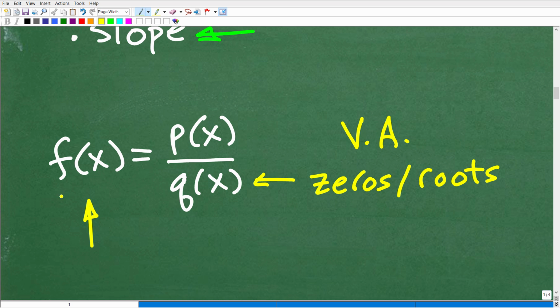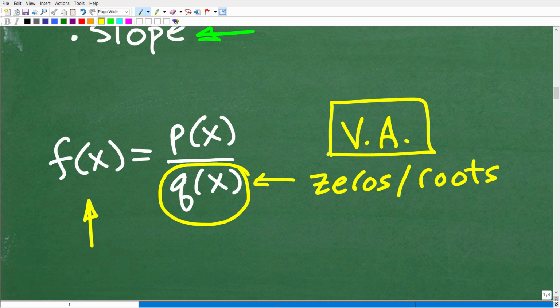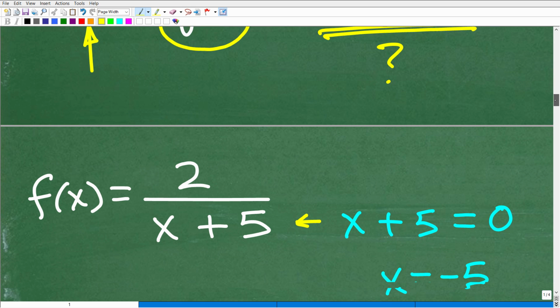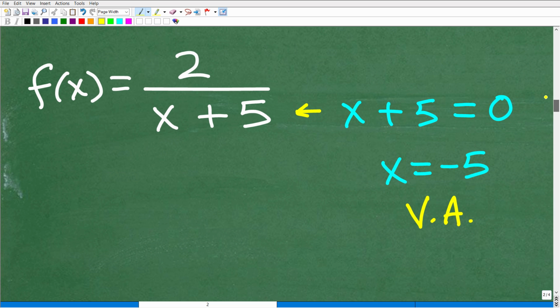But basically what you need to know is the following, okay? In a function that has a fraction, to find vertical asymptotes, which are vertical line boundaries, you're going to take the denominator and find the zeros and roots of that denominator. So what does that mean? Well, in practical terms, all that means is to take the denominator function, in this case x plus 5, and solve for x.